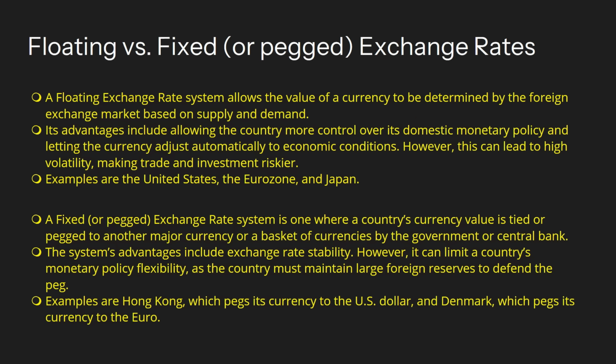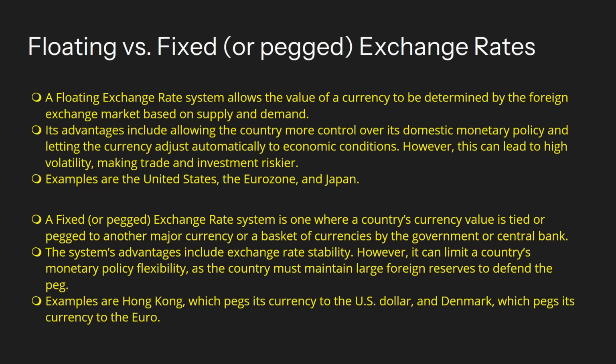In this slide, we will explore the government's key foreign exchange policies, specifically the floating exchange rate and fixed exchange rate systems. A floating exchange rate system allows the value of a currency to be determined by the foreign exchange market based on supply and demand without direct government or central bank intervention. This system's advantages include allowing the country more control over its domestic monetary policy and letting the currency adjust automatically to economic conditions. However, this can lead to high volatility, making trade and investment riskier due to unpredictable fluctuations.